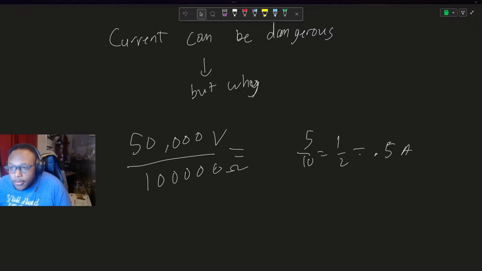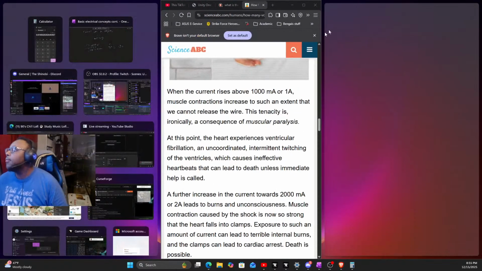How much current can anybody withstand? Something, electric shock. Okay, here we go. Perfect. This is the chart I was looking for. Gosh dang it.